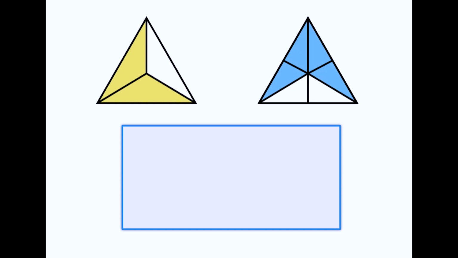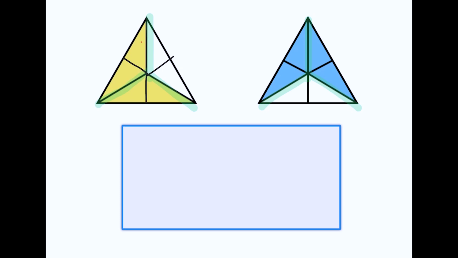Another strategy is trying to make the equal parts the same size. I notice that some of the lines splitting up these shapes are the same. This line matches here, this line matches here, and this line matches here. But the blue fraction has more lines. Let's draw those lines onto the yellow fraction. I can put a line here, a line here, and a line here. Now, my pieces look like the same size, so I can count the pieces to compare them.